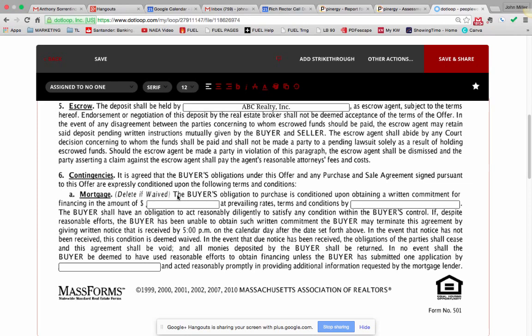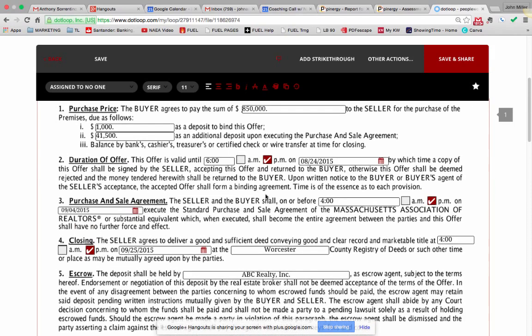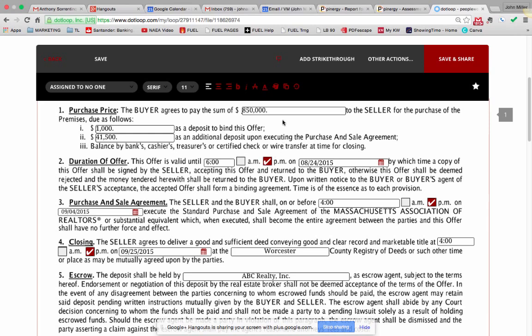So the mortgage, the buyer's obligation to purchase is conditioned upon obtaining a written commitment for financing in the amount of X amount of dollars. So let's pretend, Anthony, that this buyer is putting down 20%. In this price range, typically you're going to see someone put down 20% or more. So $850,000 times 20% is $170,000 that they're putting down.